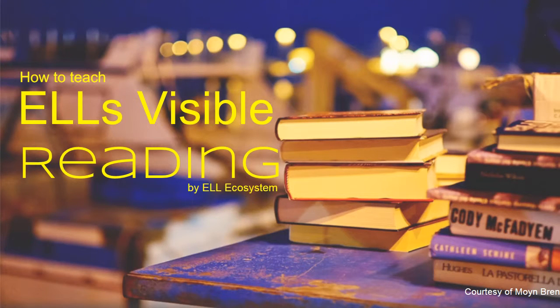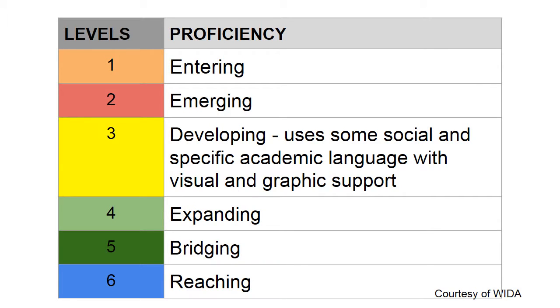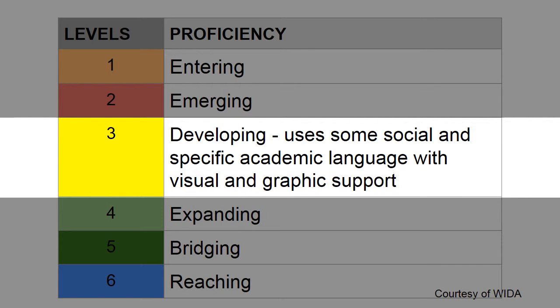In this video, you'll be learning how to help students comprehend text at the sentence level by using a process called visible reading. I've used this process to help middle school and high school students comprehend text, and it works best with students who specifically have some social and some academic language, but they can learn using visual and graphic support.